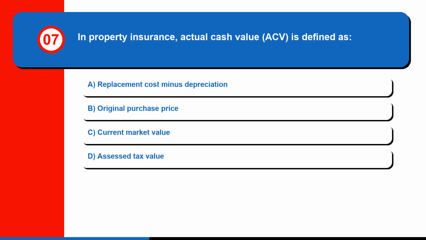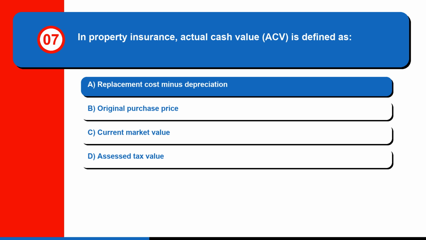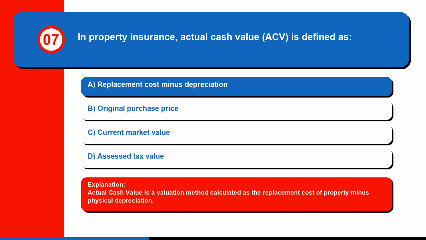Question 7. In property insurance, actual cash value, ACV, is defined as A. Replacement cost minus depreciation, B. Original purchase price, C. Current market value, or D. Assessed tax value. The correct answer is A. Replacement cost minus depreciation. Actual cash value is a valuation method calculated as the replacement cost of property minus physical depreciation.